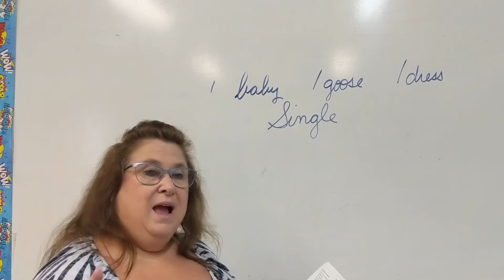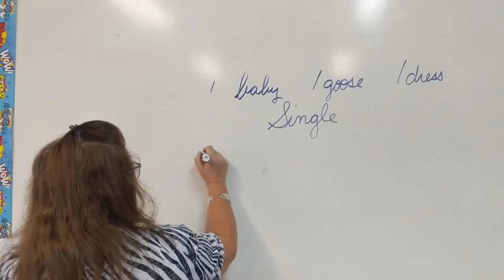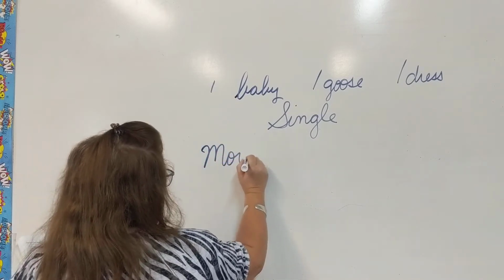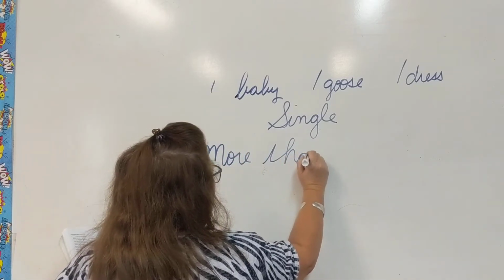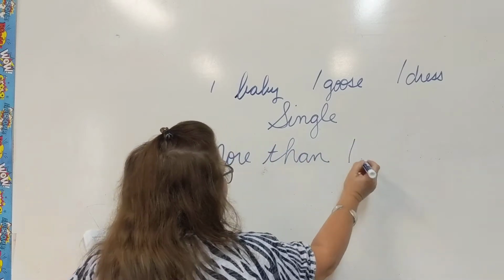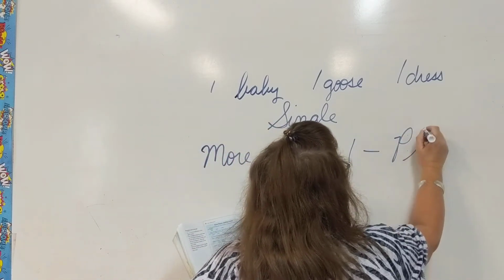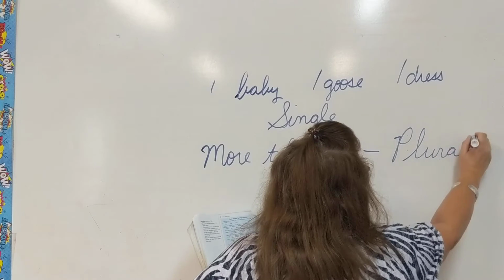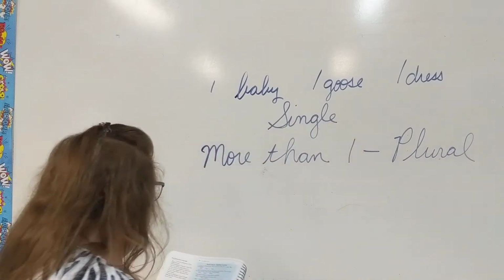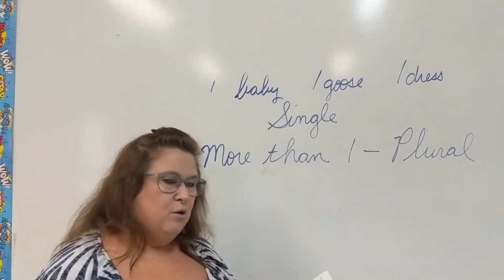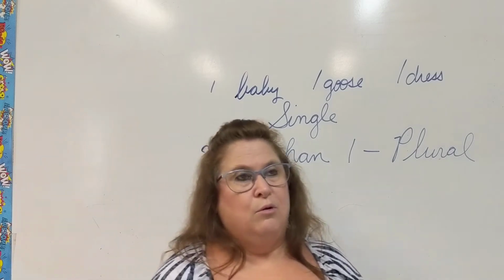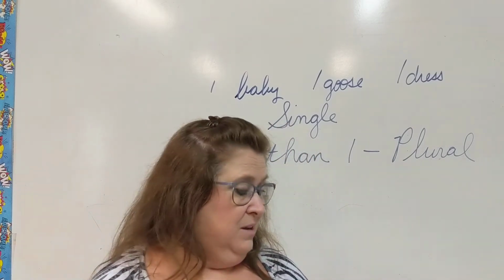But when you have more than one, everyone say more than one. When you have more than one, we call that plural. It is plural, it's more than one. So different words are made plural by doing different things, okay?